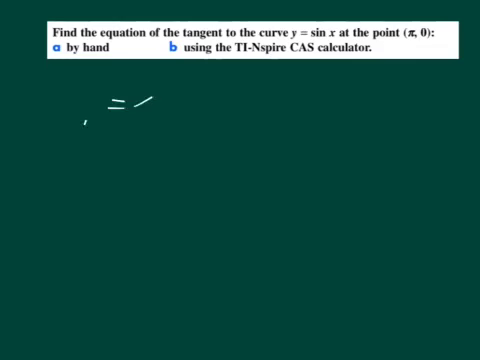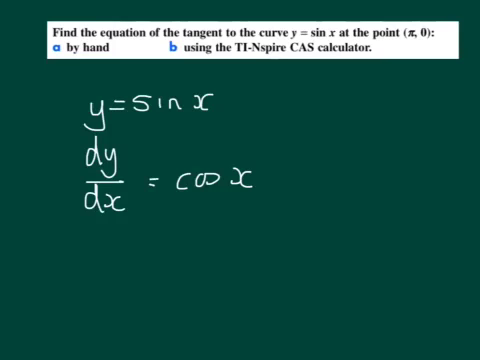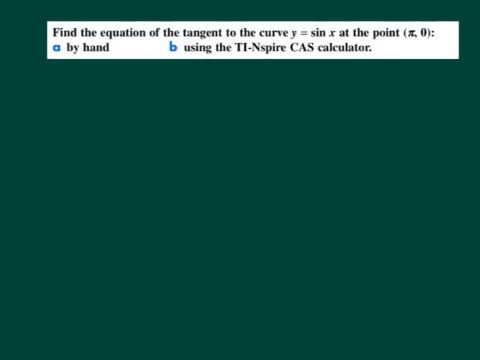So we have the function y equals sine x. We know that the derivative of this function, dy by dx, is equal to cos x. To find the equation of the tangent at the point (pi, 0), we need to substitute the point (pi, 0) into the derivative function. So we land up with dy by dx is equal to cos pi. This means that the gradient of the tangent is equal to cos pi.